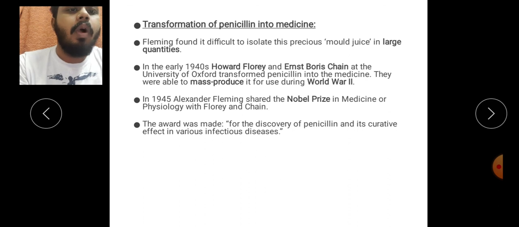So these are all the contributions of Alexander Fleming to microbiology as well as to medical science.